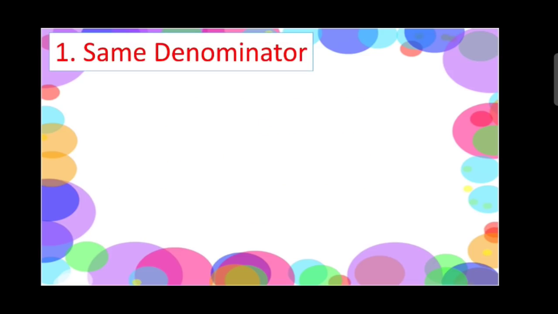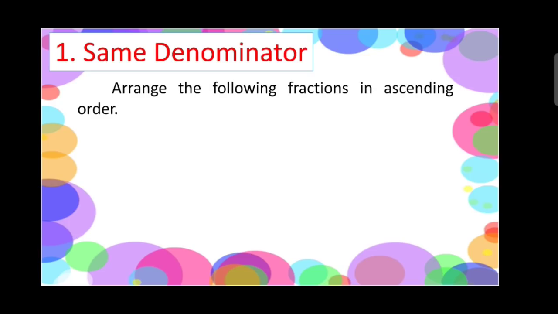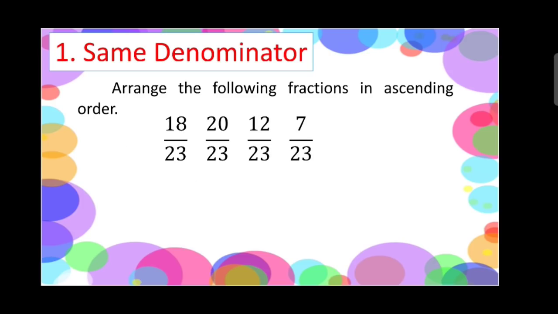Ayan. So, in ordering fraction, ayan, first, same denominator. So, arrange the following fractions in ascending order. So, makikita nyo dito, ayan, we have 18 over 23, 20 over 23, 12 over 23, and lastly, 7 over 23. Mapapansin nyo, they are same denominator, but magkakaiba yung numerator. So, that's why, sa pinag-aralan natin na comparing fraction, in terms of same denominator, kung sino yung pinakamaliit yung value ng numerator, siya yung pinakamaliit. Kapag naman kung sino pinakamalaki yung numerator, siya yung pinakamalaki yung value.